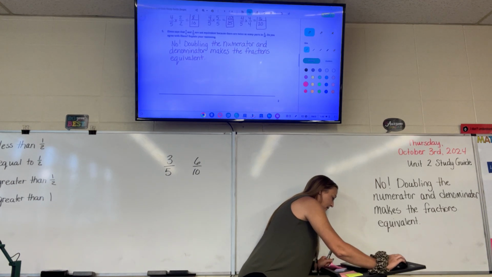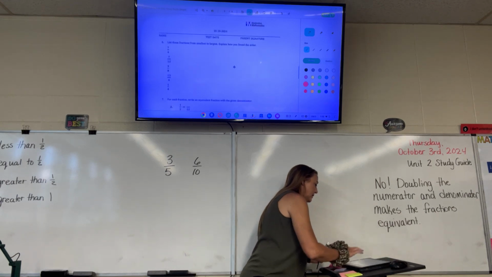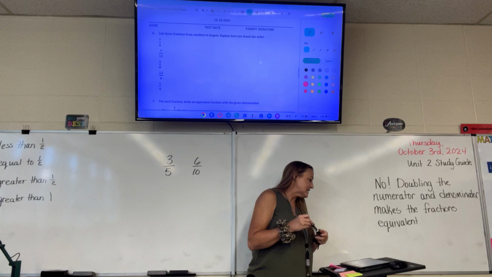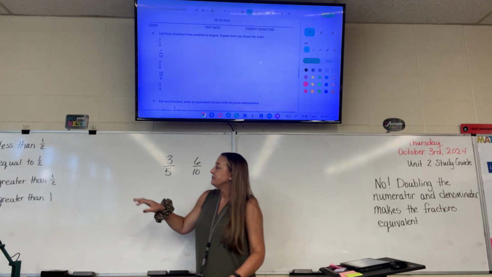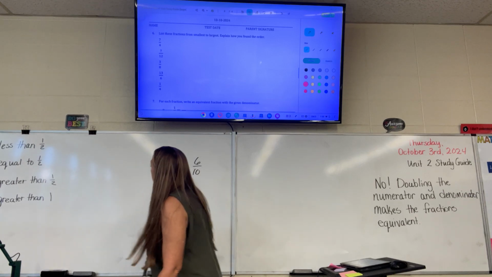Okay. Third page. List these fractions from smallest to largest. Explain how you found the order. Okay, here's our little key. This is what we did yesterday.